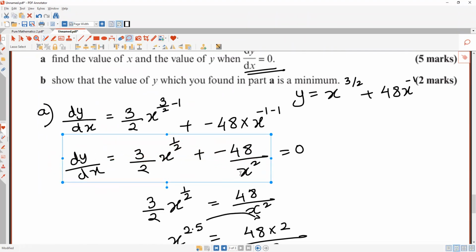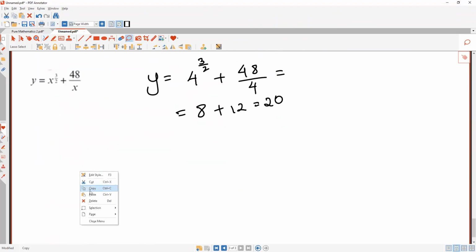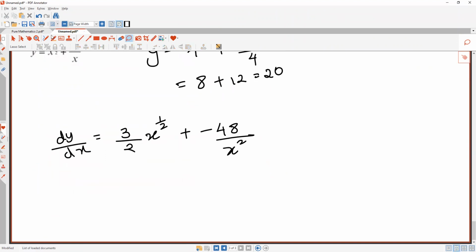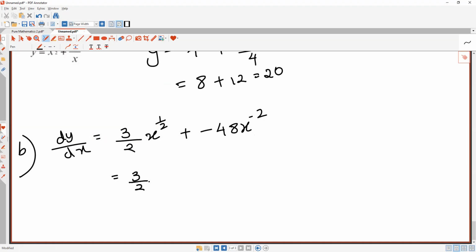Fine. Copy and paste. For the B part, I need to differentiate again what I've already differentiated. Here I'm going to write 48 x raised to minus 2. So let me start. 3 by 2, this is double differentiation, d square y divided by dx square.